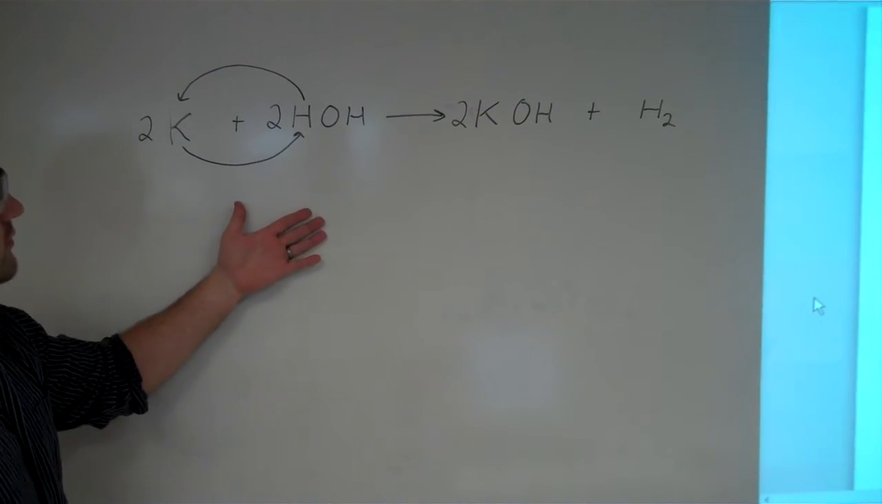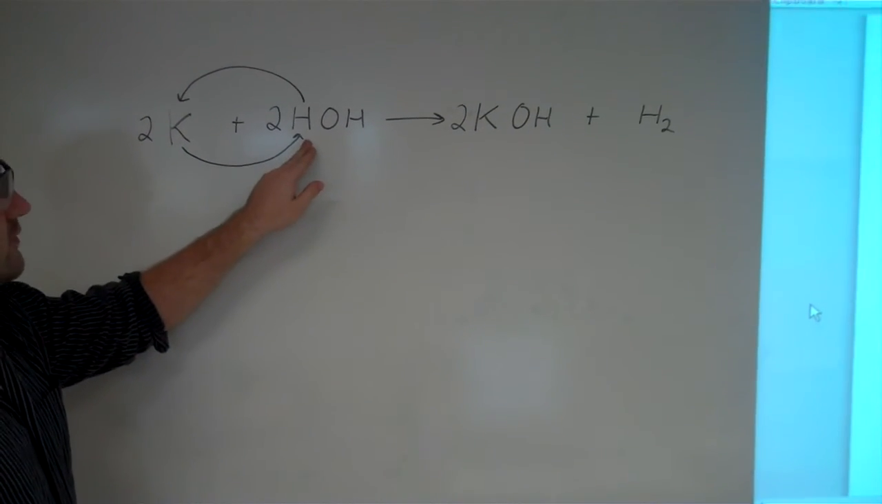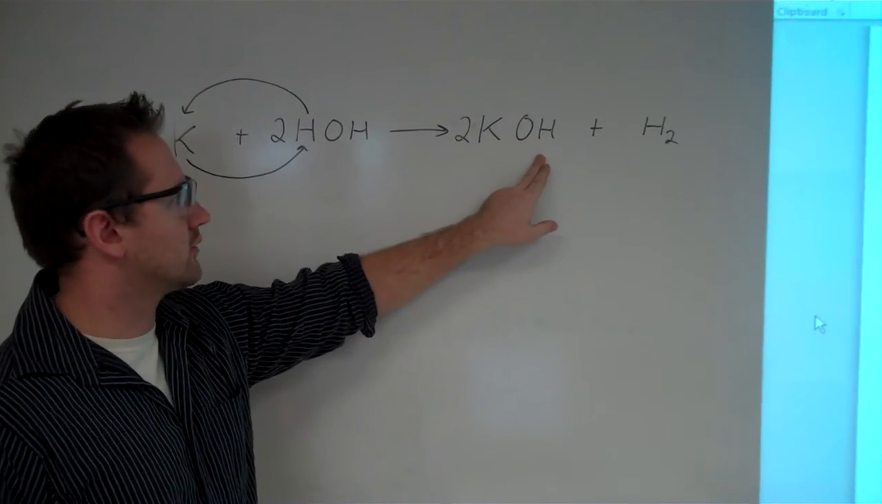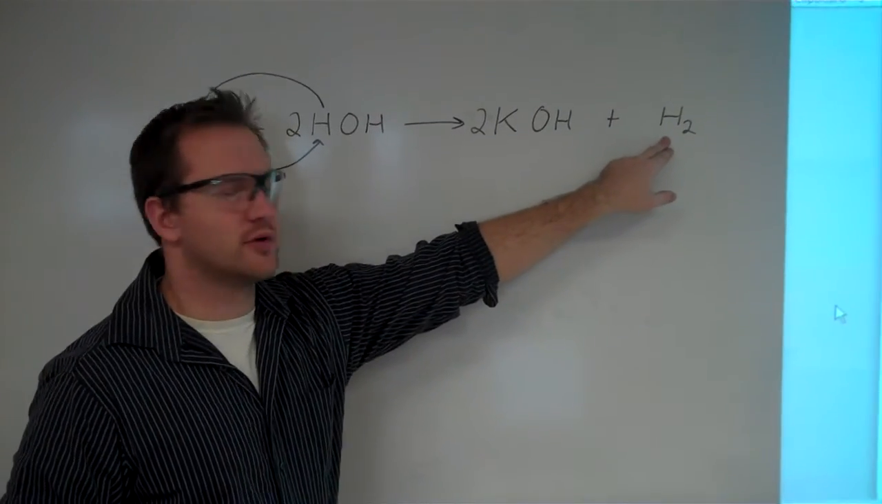So this is a single replacement reaction. Potassium replaces one of the hydrogens in water, producing potassium hydroxide, which is basic, which is why the indicator turned pink, and hydrogen gas, which you observe being ignited.